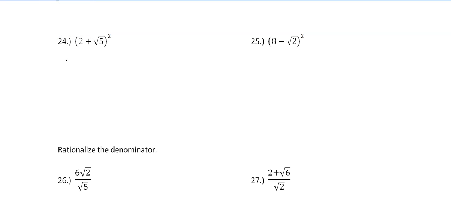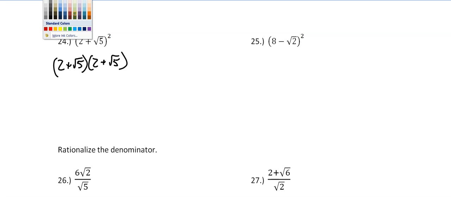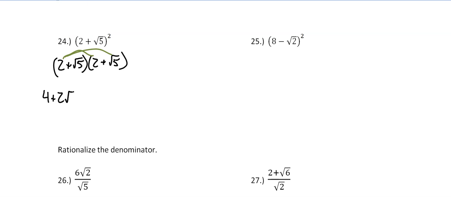Remember, when you're squaring this thing, that's like doing that guy times itself. So you have to do 2 plus root 5 times 2 plus root 5. And now you have to use your distributive property from here, okay? So here I'm going to distribute the 2. That gives me a 4 plus 2 root 5. And then I'm going to distribute the root 5. That gives me a plus 2 root 5 plus 20 square root of 25. And now I simplify.